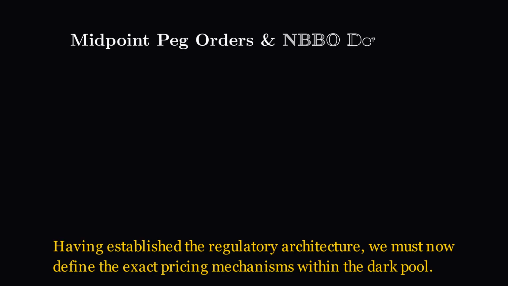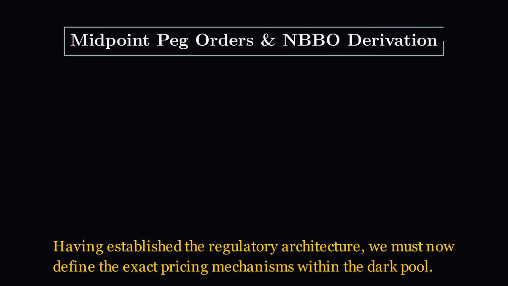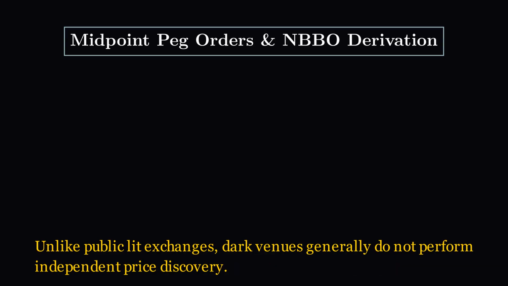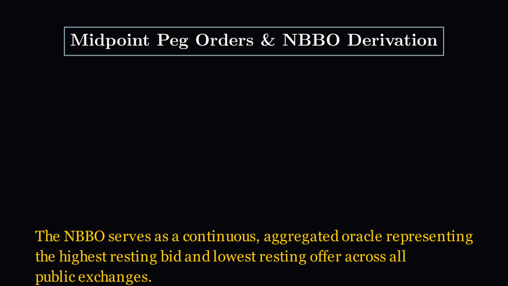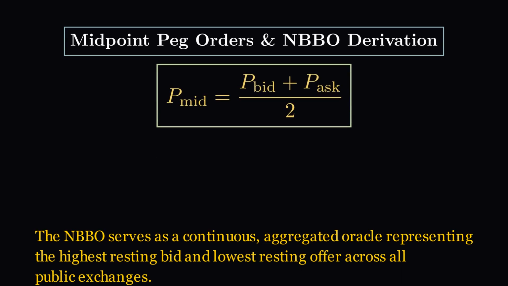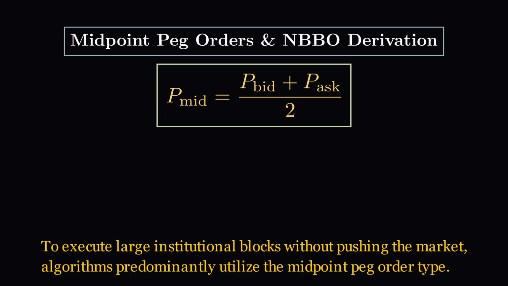Having established the regulatory architecture, we must now define the exact pricing mechanisms within the dark pool. Unlike public lit exchanges, dark venues generally do not perform independent price discovery. Instead, they operate as derivative pricing engines, synthetically extracting their execution levels from the national best bid and offer. The NBBO serves as a continuous, aggregated oracle representing the highest resting bid and lowest resting offer across all public exchanges. To execute large institutional blocks without pushing the market, algorithms predominantly utilize the midpoint peg order type.